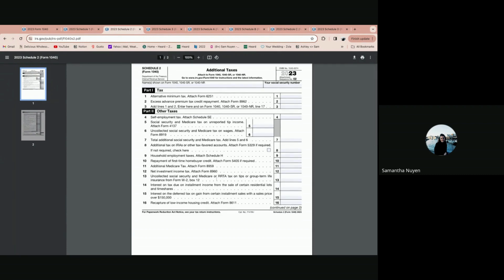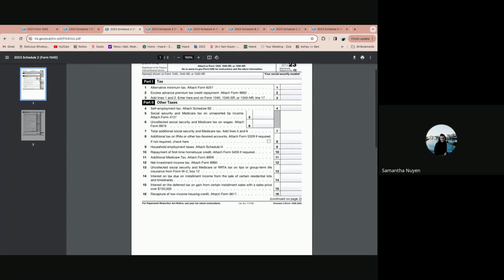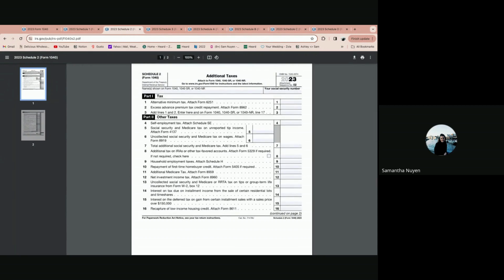So Part 2, other taxes. Other taxes here are listed and circumstantial depending on what happened to you during the year. If you had an IRA, Medicare tax, uncollected Social Security, and things like that. And that is Schedule 2.